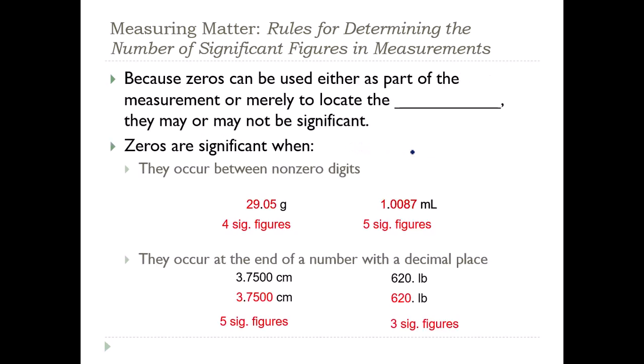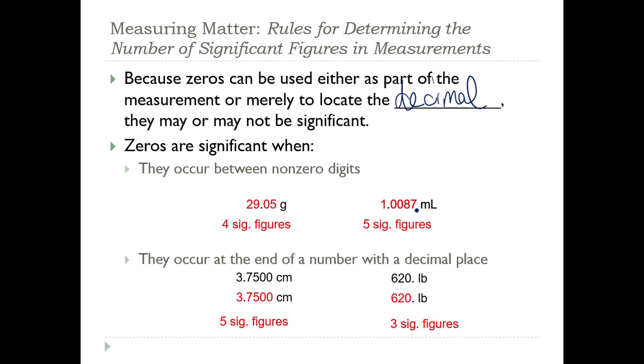And then zeros, they may or may not be significant, because zeros can be used either as part of the measurement or merely to locate the decimal. Zeros are significant when they occur between non-zero digits, so they're sandwiched in between. So we start counting with the first non-zero digit, and if they're sandwiched in between, they get counted. So 4 sig figs, and this one has 1, 2, 3, 4, 5 sig figs.